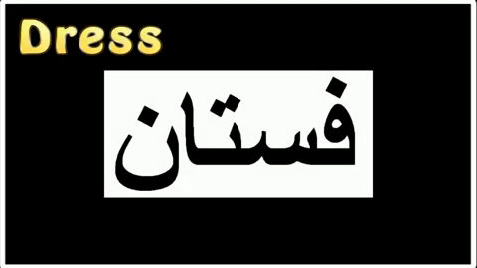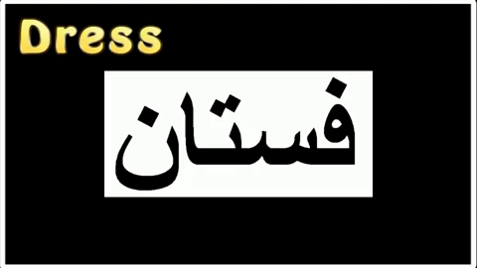Let's take another word. Let's take the Arabic word for dress. The word for dress in Arabic is fustan. First, try to identify the letters just so we can practice the alphabet a little bit. First is the fa, then the sin, then the ta, then an alif, and because alif is a non-connector, we finish with the letter nun in its isolated state.